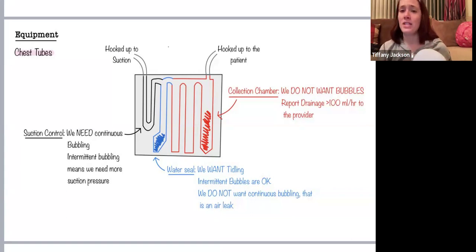And finally, we have the suction control. We need continuous bubbling in the suction control because that suction is what's causing that bubbling, and we're hooked up to continuous suction. So therefore we need continuous bubbling. If there's intermittent bubbling, we need to up the suction pressure. Make sure that it is properly hooked up to suction.